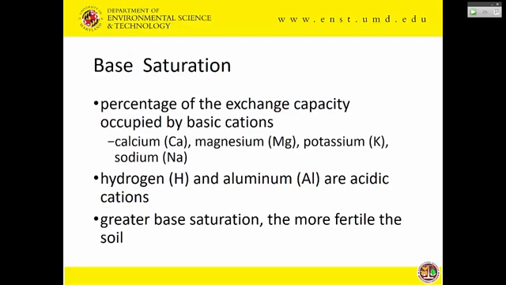Now, base saturation is something that you need to be aware of. It's on your list of knowledge areas. It's also used as an important parameter by some soil test labs. So base saturation, in essence, is the percentage of the exchange sites, the exchange capacity, occupied by basic cations. And the basic cations are calcium, magnesium, potassium, and sodium. Hydrogen and aluminum are considered to be acidic cations. And the rule of thumb is the greater the base saturation, the more fertile your soil is.